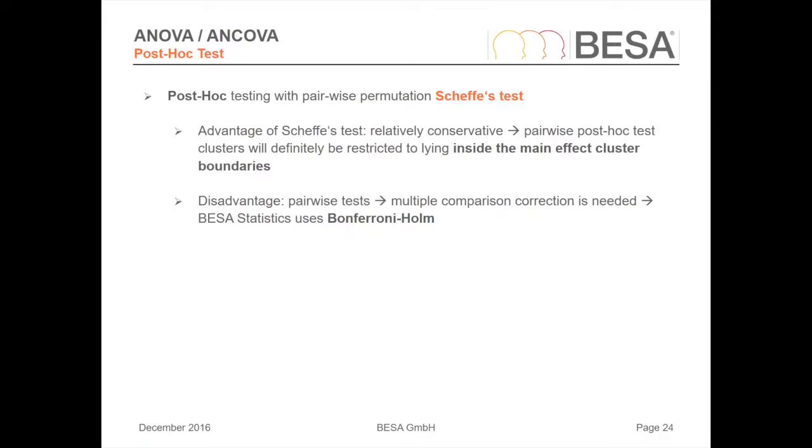And a disadvantage of the post hoc testing is that I do this in couples of conditions. So again, I'm running into the multiple comparison problem. So we need another correction for multiple comparison. And we decided on the Bonferroni-Holm correction for this. I could now elaborate on that one as well, but that would take us too long now. So I'm going to skip that, and it's described in detail in the manual of BESA Statistics, or if you come to the BESA workshop, we can talk about it in more detail.